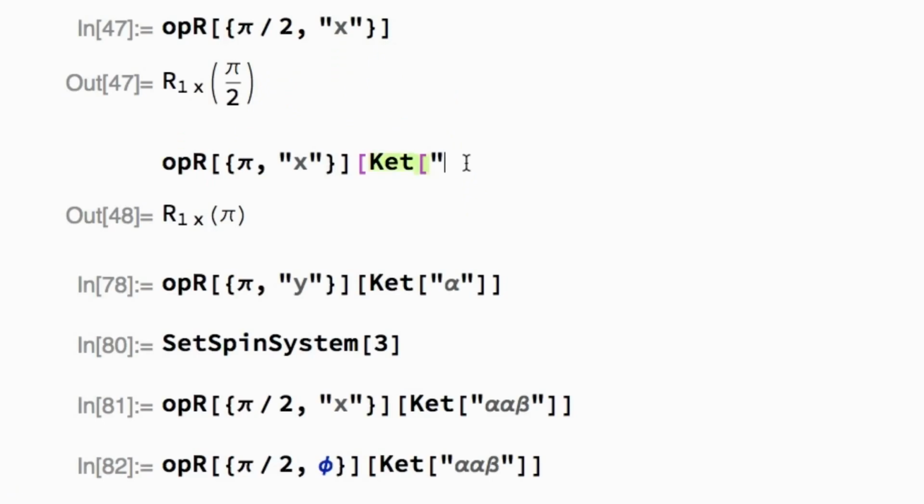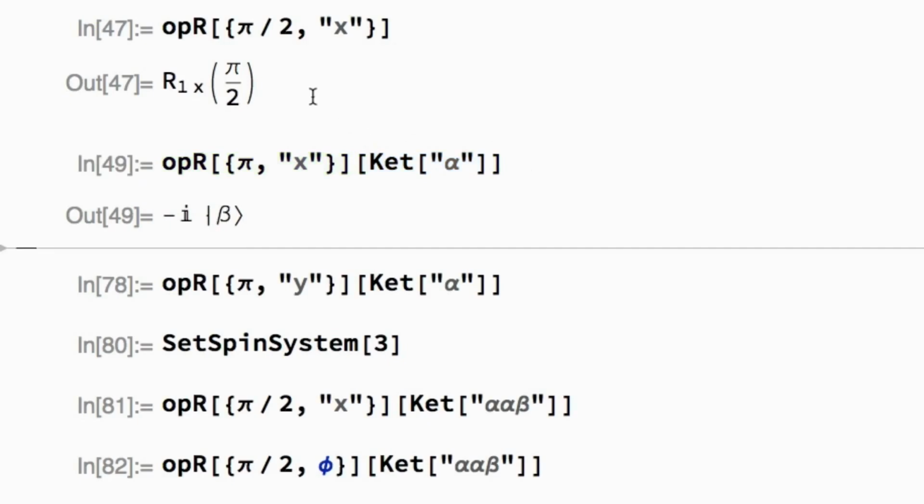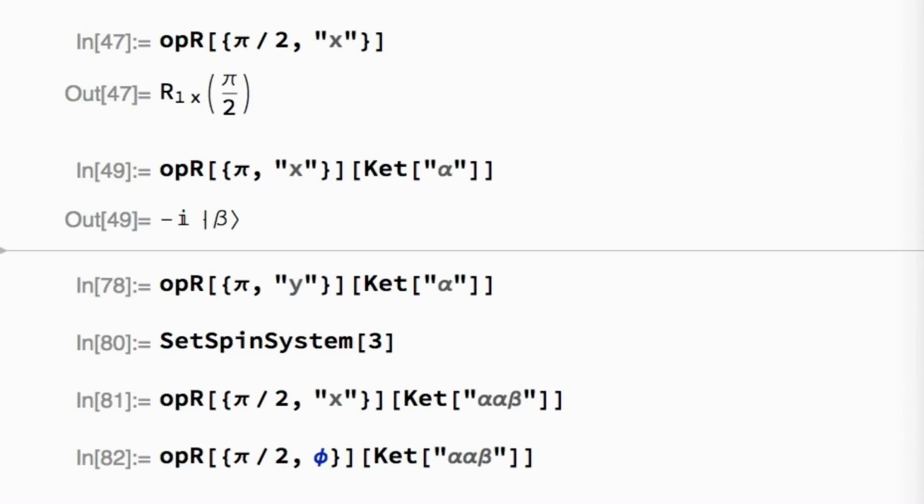So let's just try that, and it's going to be a little bit instructive actually. Here again, I'm applying this rotation operator for a rotation through pi around the x-axis to a spin in state ket alpha. And indeed we get ket beta. Now we also, though, get a phase factor, which tends to surprise a lot of people. And this is not an artifact of Mathematica, this is mathematically correct.